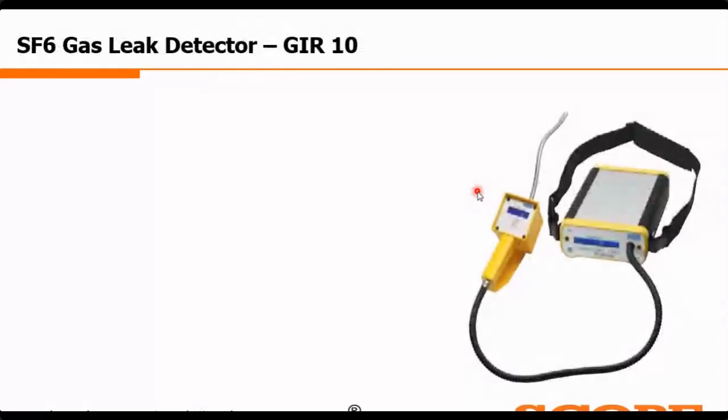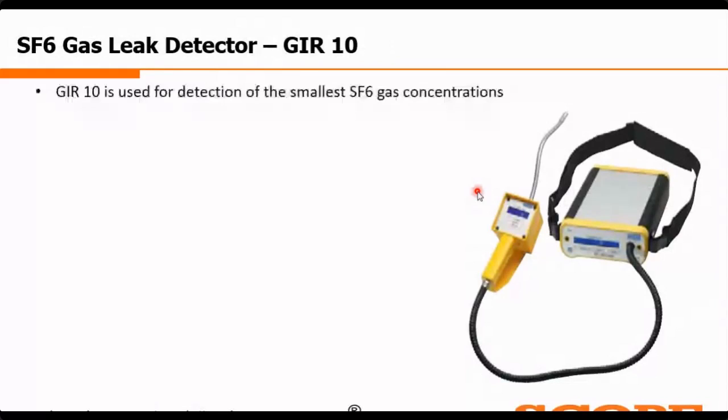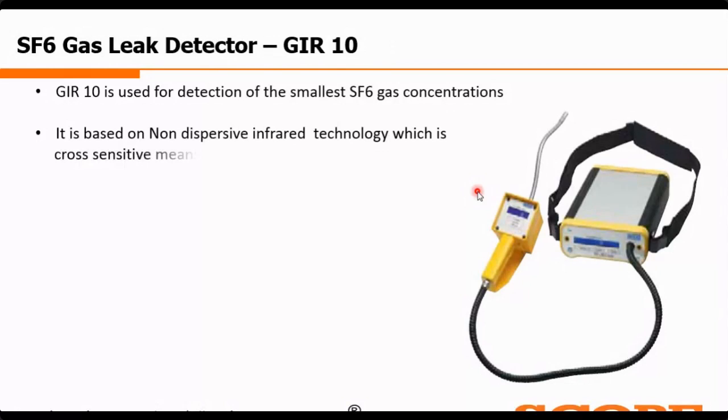That is the same leak detector unit, but with the NDIR principle leak detection technique. How this IR principle works, I'll explain in the next slides. First, let me brief this instrument. It is used for the detection of the smallest SF6 gas concentration based on non-dispersive infrared technology, which is a cross-sensitive sensor. That means it will only detect SF6 and nothing else.